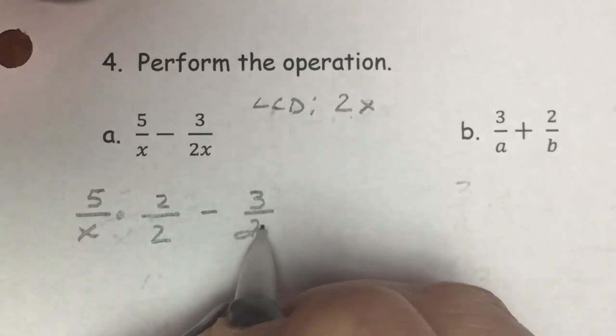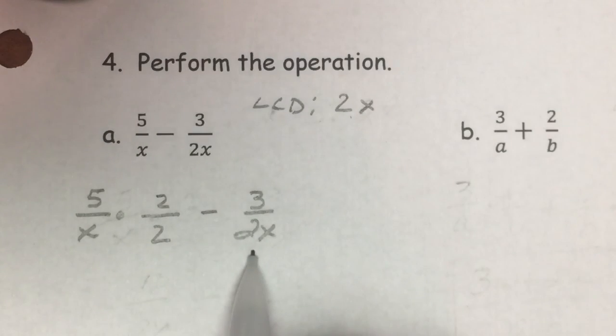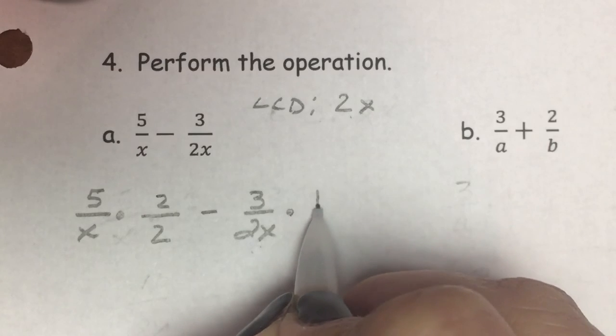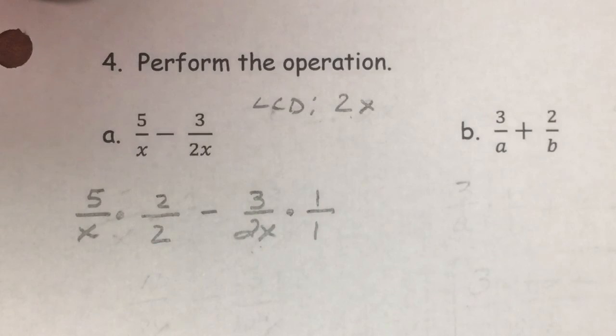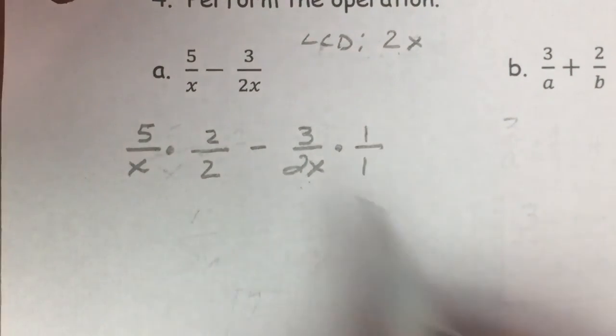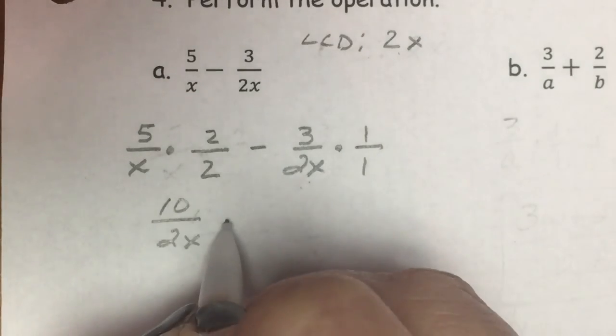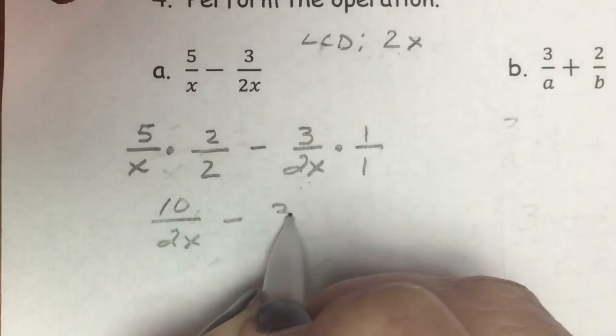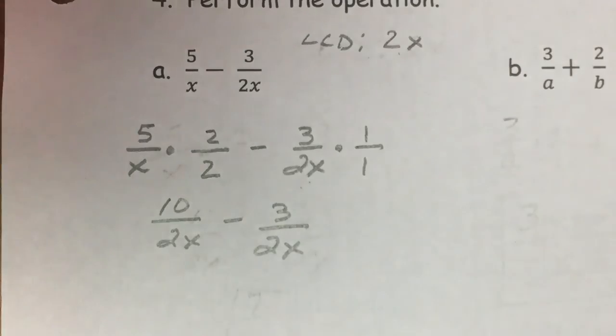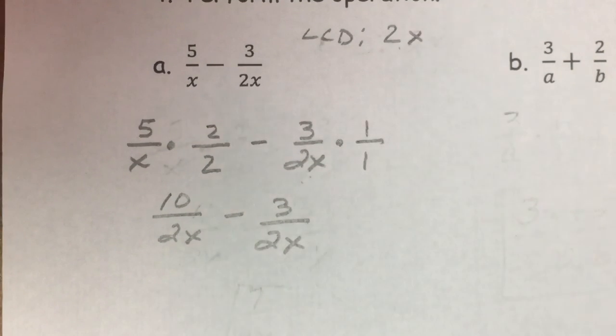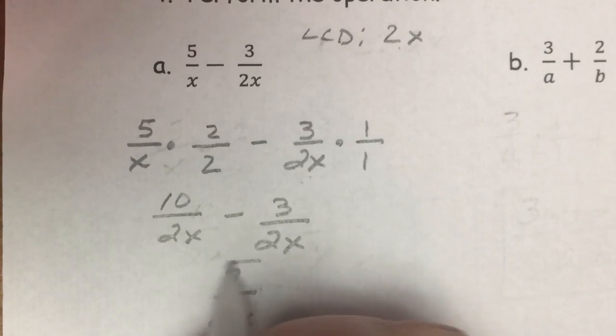Let's rewrite the second fraction. Well, notice the second fraction is already over the lowest common denominator, so it doesn't have to be multiplied by anything at all. I guess if you really wanted to, you could multiply them both by 1, but is that going to make a difference? No. So if we go ahead and multiply, 5 times 2 is 10, and that's going to be over 2 times x, minus 3 times 1 is 3, and that's also going to be over 2x. Let's subtract the tops. 10 minus 3 is 7, and it goes over the denominator of 2x.